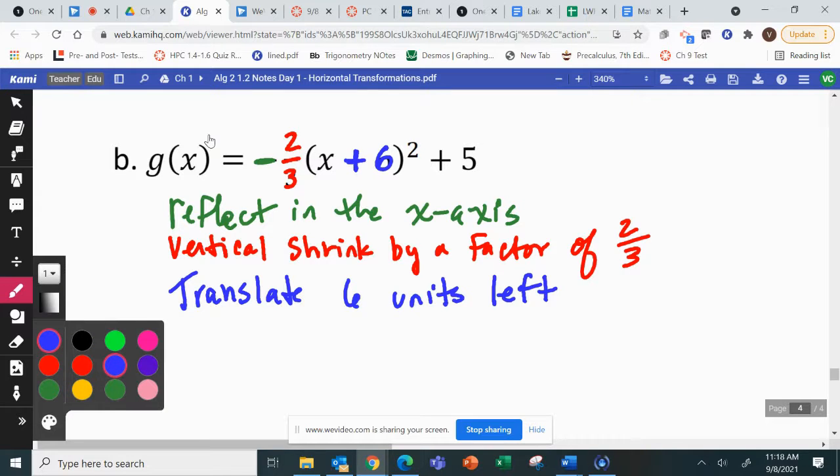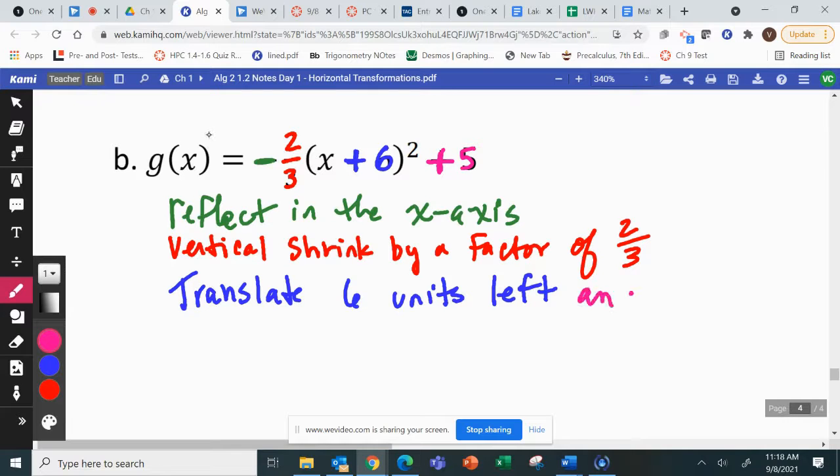Okay, so we go 6 units to the left, and then we have this +5 on the end. So, and I'm not going to rewrite the word translate. You can if you want. And 5 units up. Amarian, why does it go up? Yes, because I'm adding. Why doesn't it go to the right? Because it's not inside. Good, good.